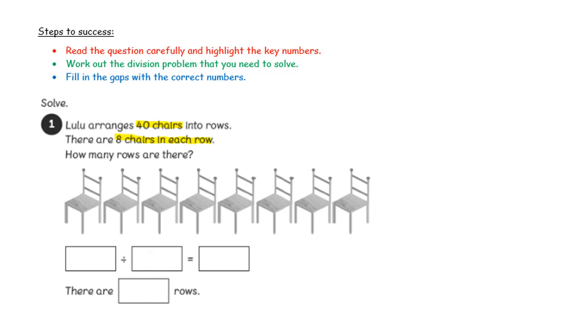So your question is asking you, you've got 40 chairs altogether, divided by 8 equals what? Okay, and then how many rows are there?